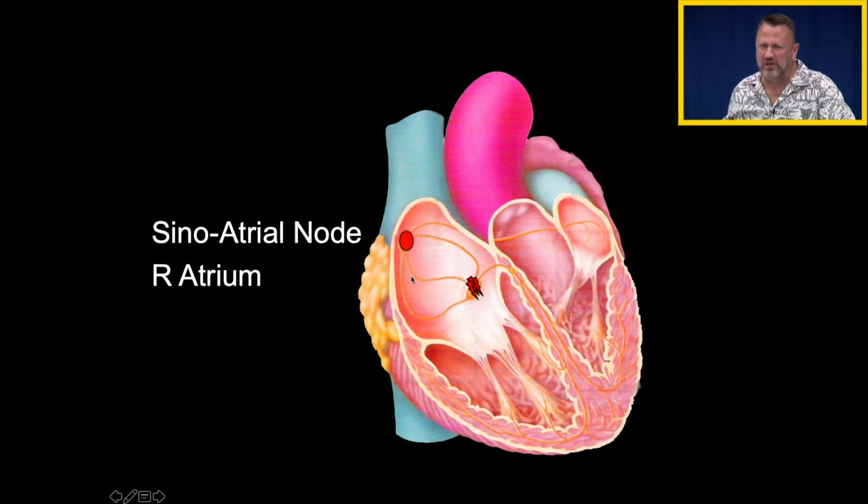That's why in congestive heart failure, this right atrium will start to get bigger and enlarge because of heart failure, and that will damage the system. People with heart failure are notorious for getting atrial fibrillation because of the stretching of this pathway.